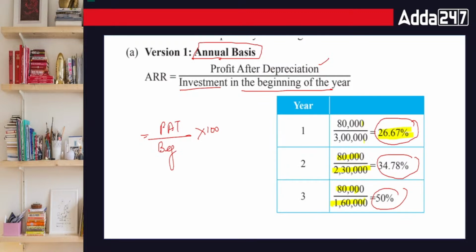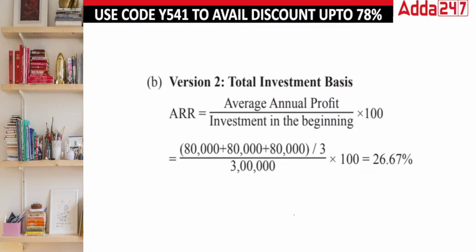This is the first method. Now look at the next method. This was the first version. Second version, it is version 2.